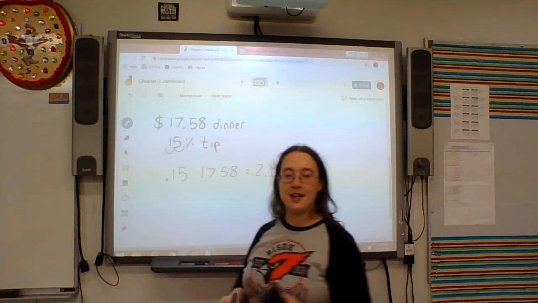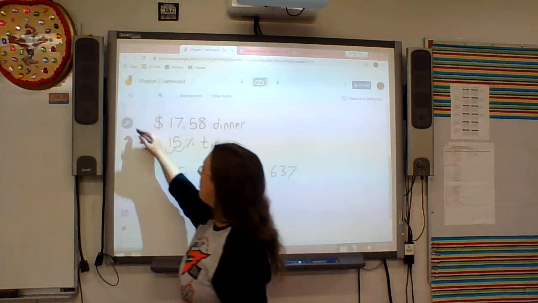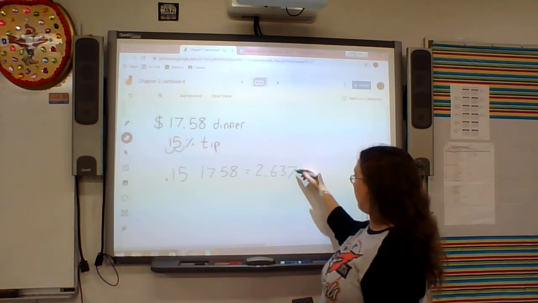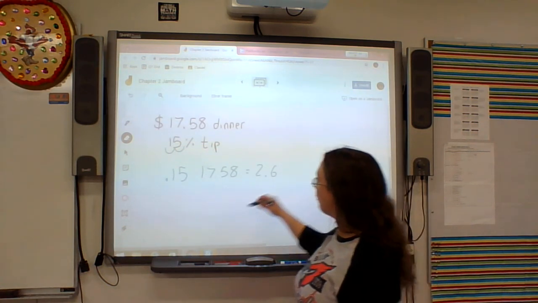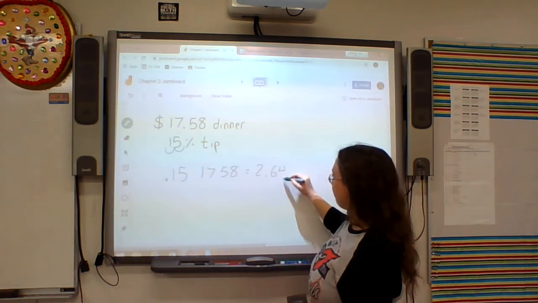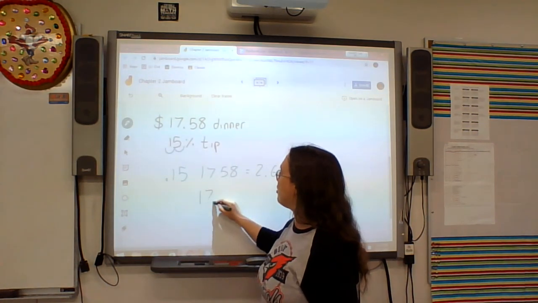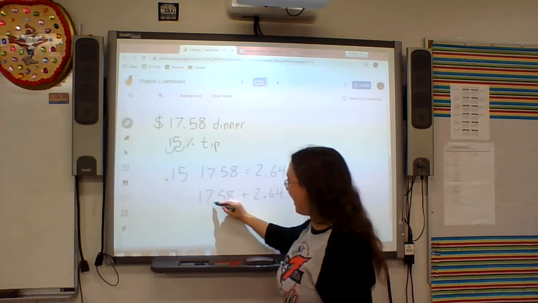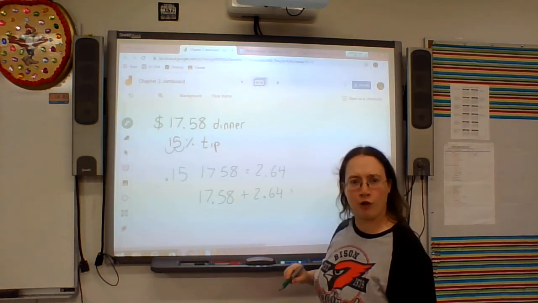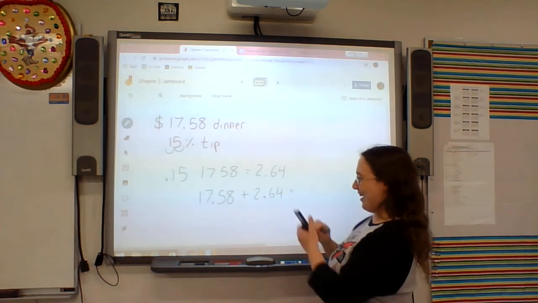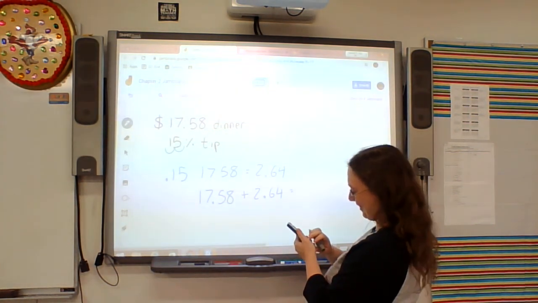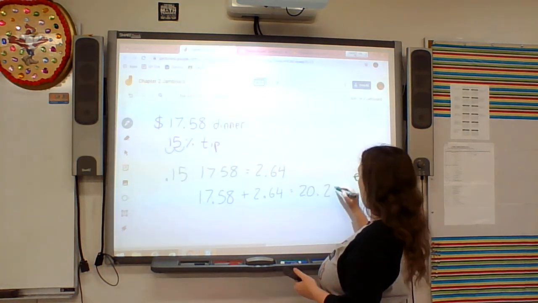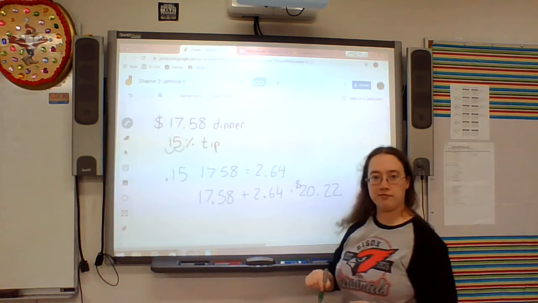2.637, but money. Money in general is going to get 2 decimal places. So usually I'm not thinking about where you round things. Money, we do want 2 decimal places. So we're going to round that up to 0.64. And then we're going to add it to the 17.58 that we started off with. And again, adding because it's a tip. Tips are things that we add. Your servers will get very grumpy if you subtract your tip instead. So we're going to take our 17.58 plus our 2.64, which gives you 20.22, and stick it out to that. Cool.